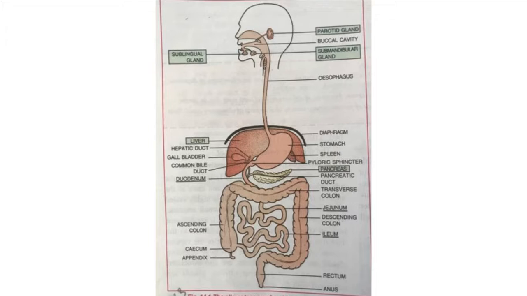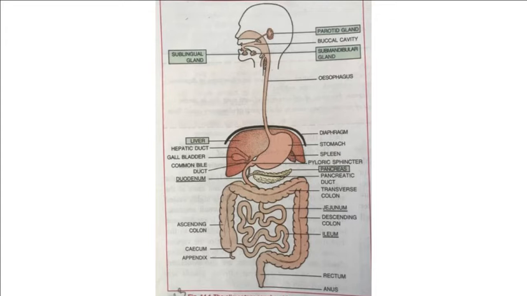Then the food material from the stomach passes to the small intestine. In the small intestine, we have three parts. Just now we have discussed the duodenum. The small intestine starts with the duodenum, then the jejunum, then the ileum. The small intestine is the longest part of the alimentary canal.